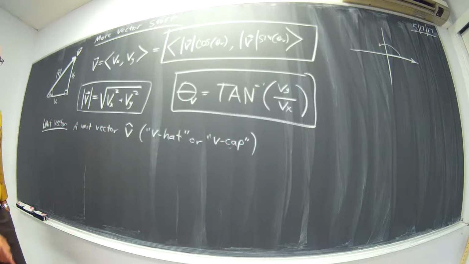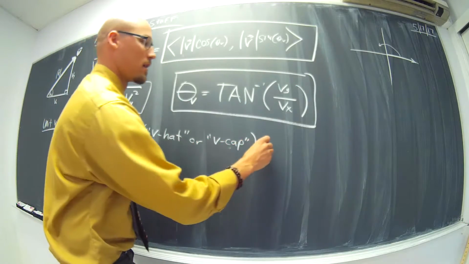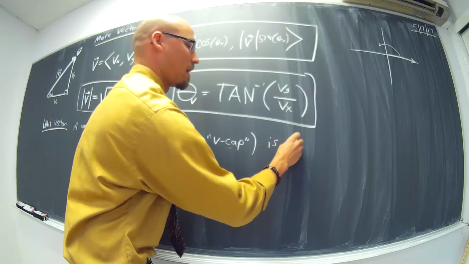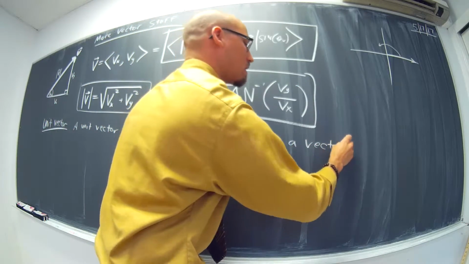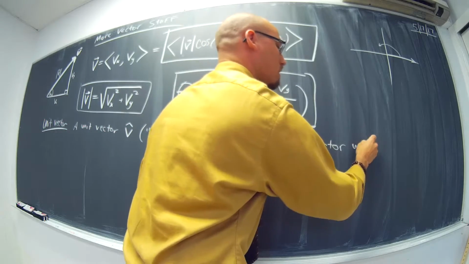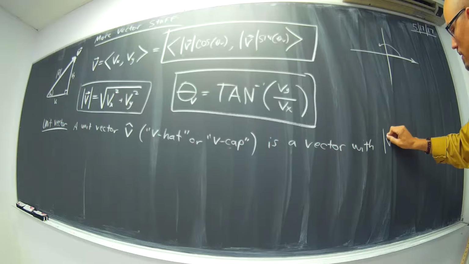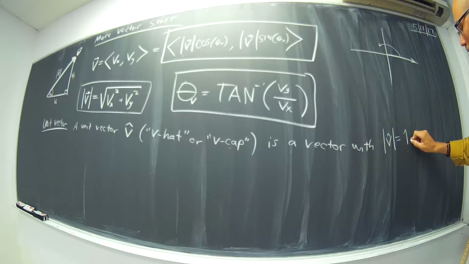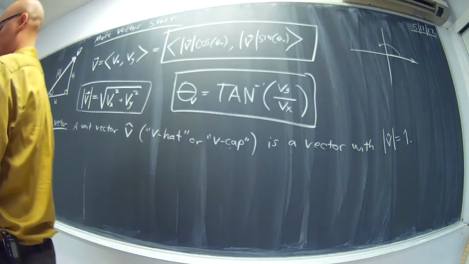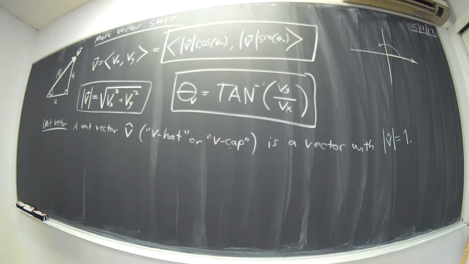Anyway, so a unit vector v hat is a vector with magnitude 1. We could say this: the magnitude is equal to 1. That's hence the name unit vector. Do we have an example of that? Yeah, you're going to get some examples.